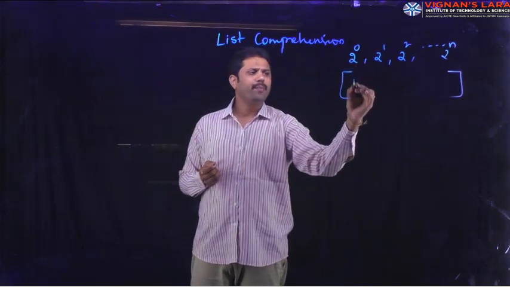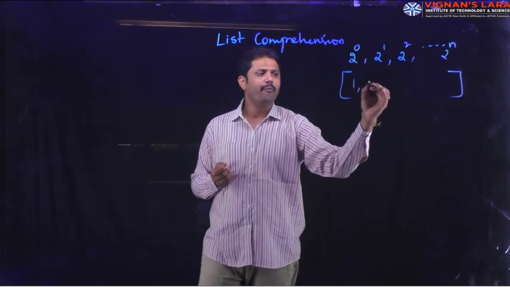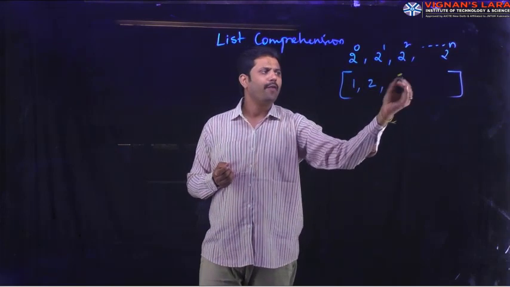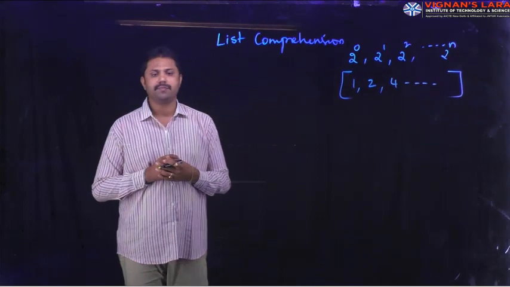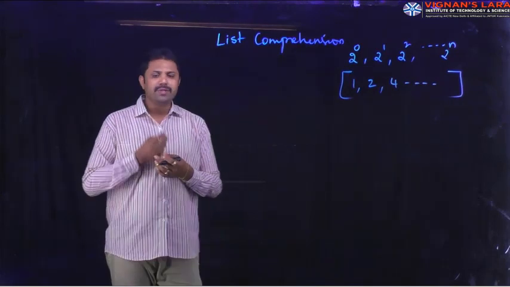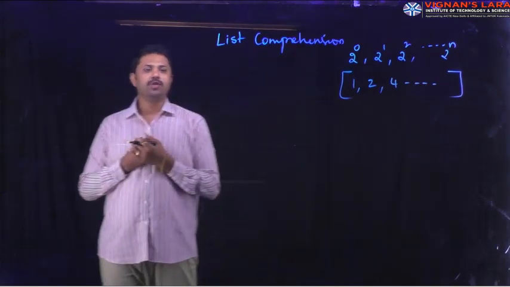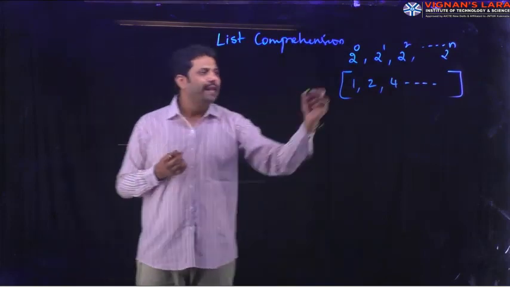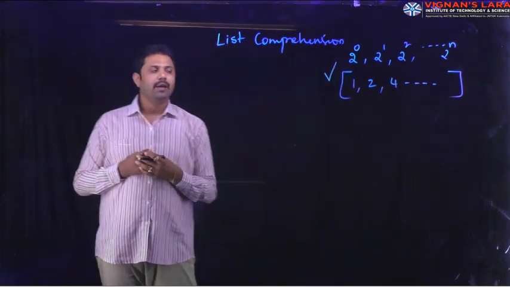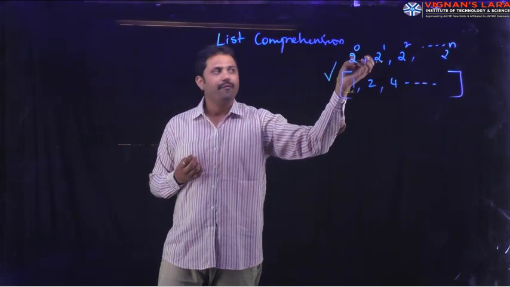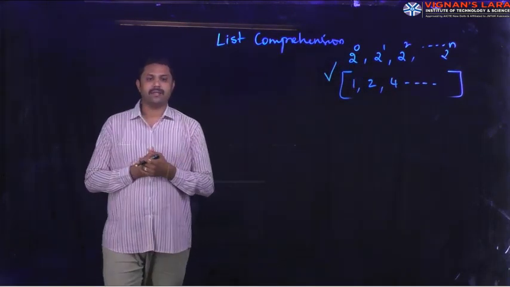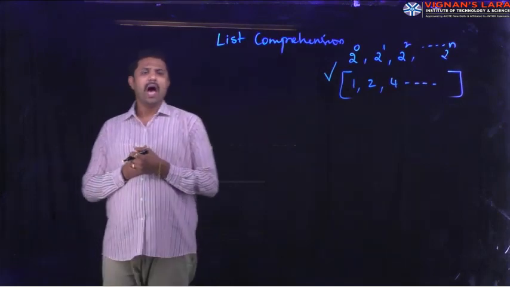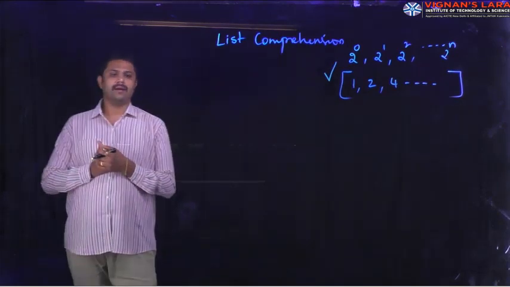2 to the power of 0 means 1, 2 to the power of 1 means 2, 2 to the power of 2 means 4, and so on. We have these values. By using list comprehension, you have to create a list like this using a single line statement. Let us see how we are going to create the list.